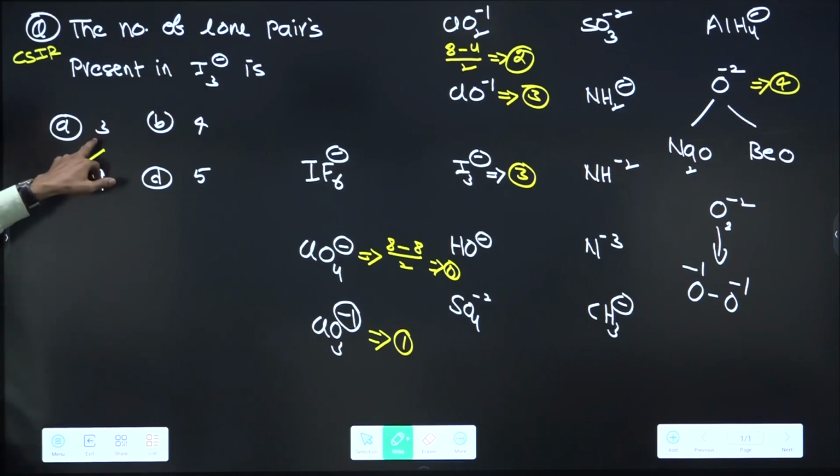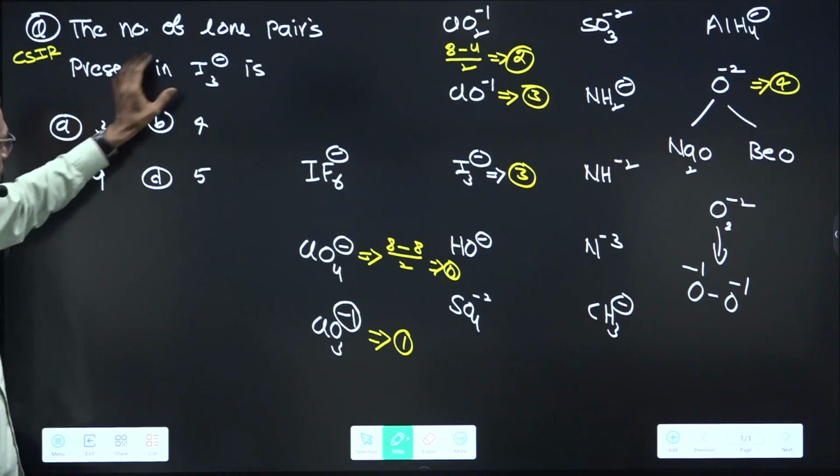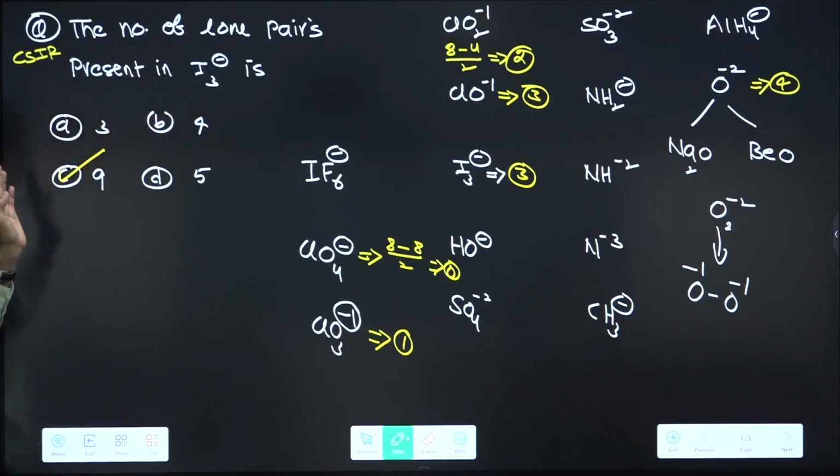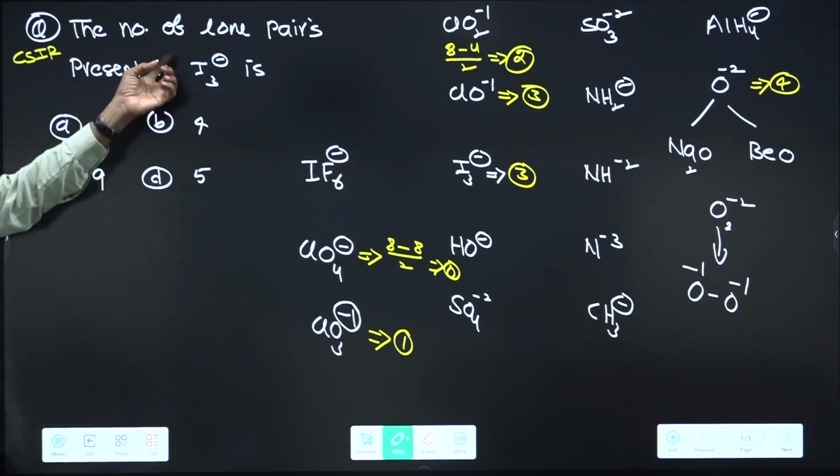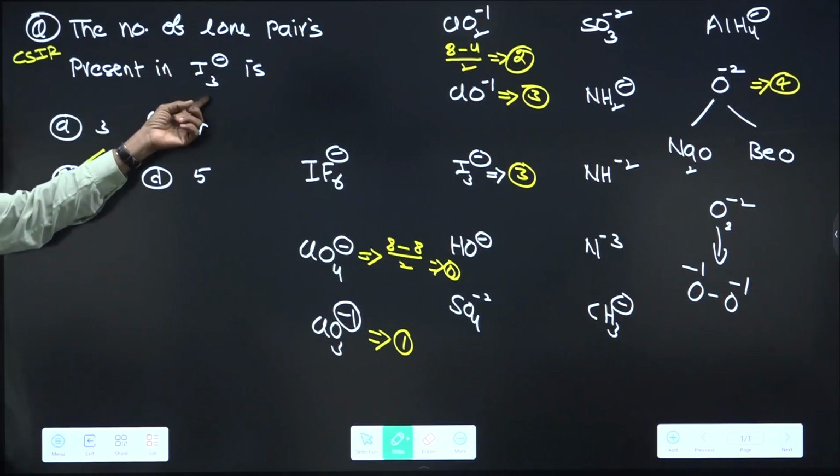Many students gave 3 because it is the first option. You match the formula and the option, and you won't look at the other options. Be careful. It is the easiest question, but you can make a mistake very easily. You feel very happy when the question asks the number of lone pairs. The molecule is given, apply the formula.